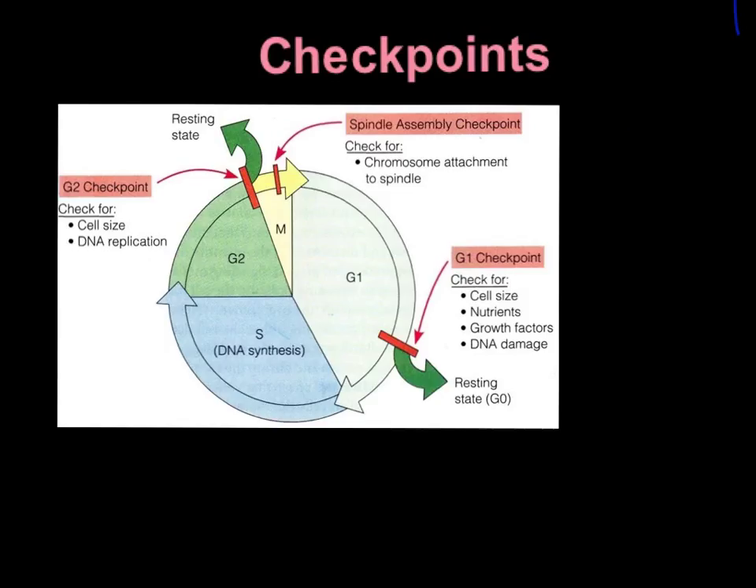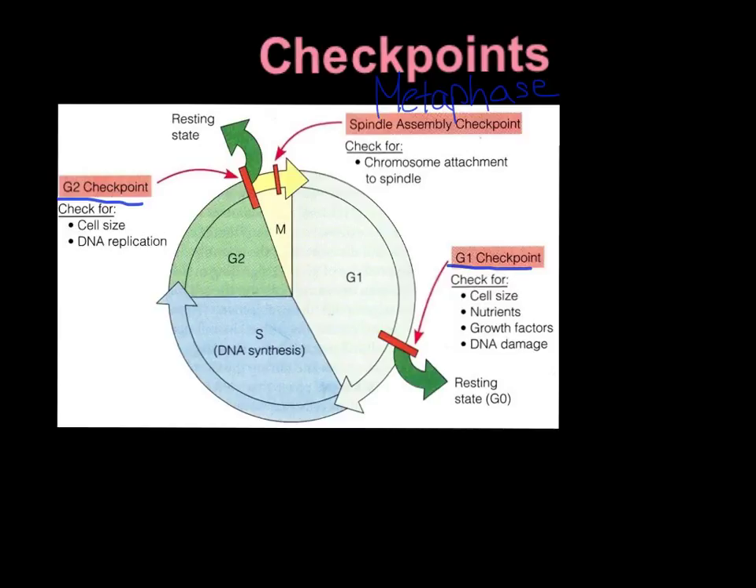As the cell prepares for mitosis, it has to go through a series of checkpoints. The first checkpoint during interphase is the G1 checkpoint. The second one is G2, which is also during interphase. And then there is the metaphase checkpoint, which is during cell division.